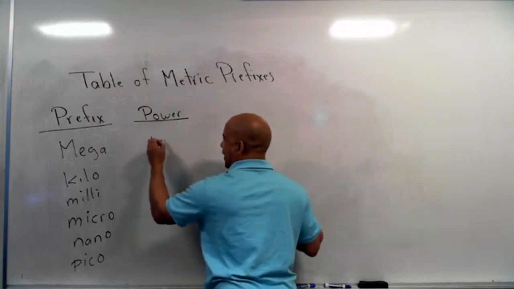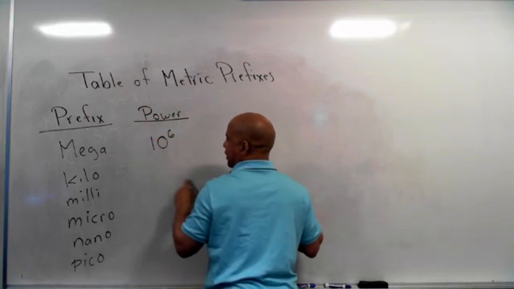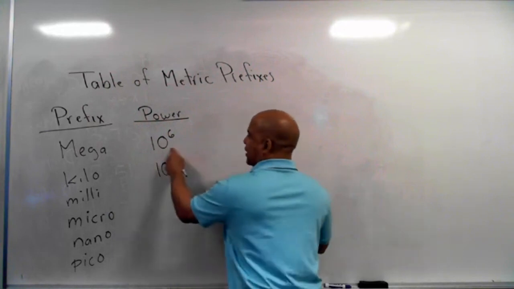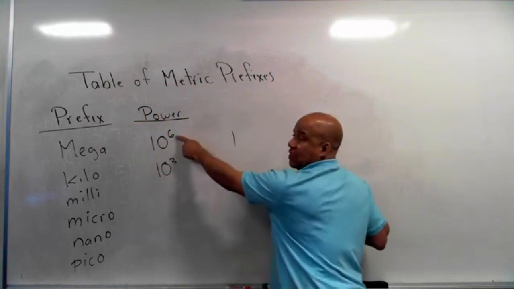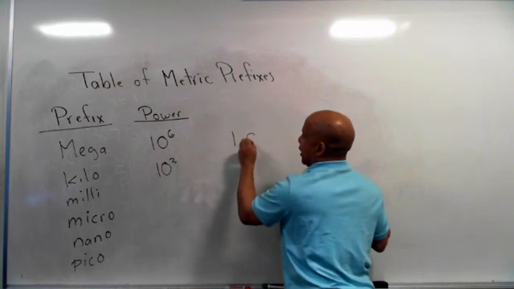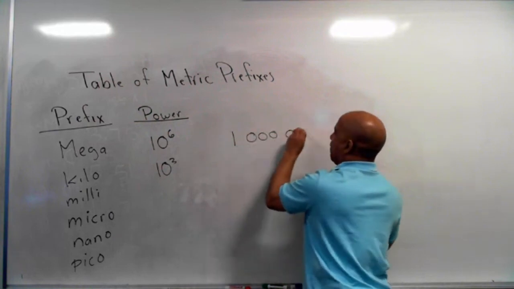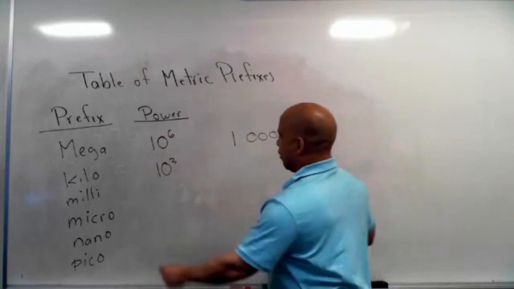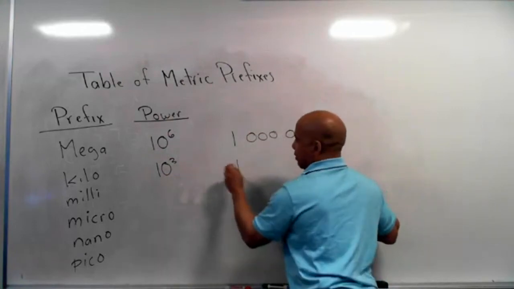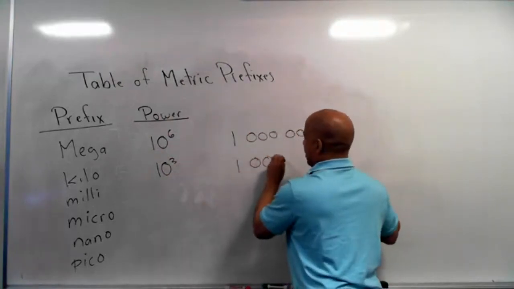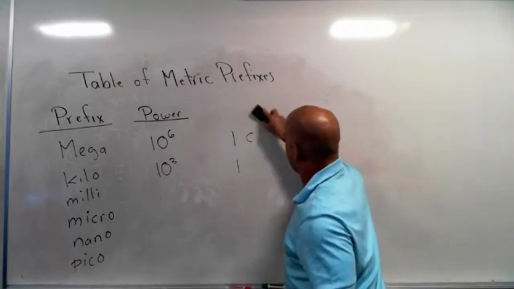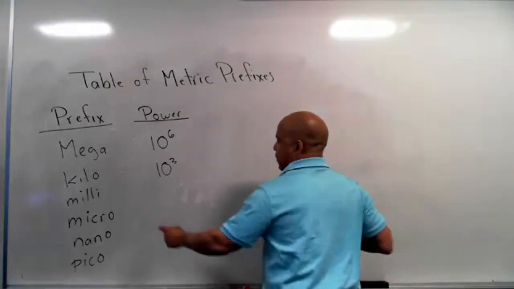So mega is 10 to the 6. Kilo is 10 to the 3rd. So 10 to the 6, that's a 1 with this many zeros. A 1 with 1, 2, 3, 4, 5, 6 zeros. So mega means a million. Or kilo would be a 1 with 3 zeros. Kilo means 1,000. So I can go ahead and write all these powers.